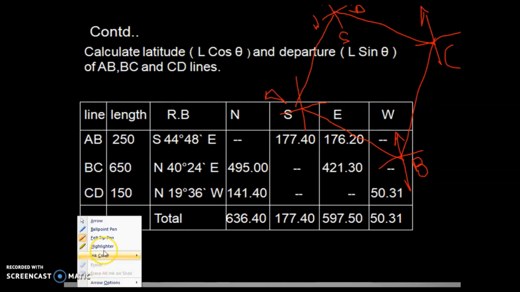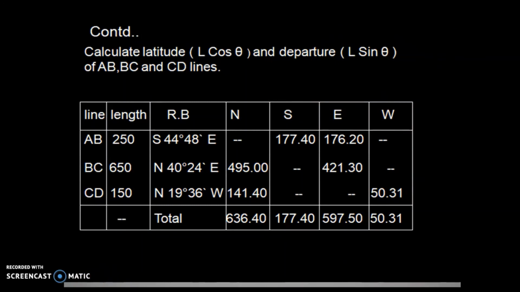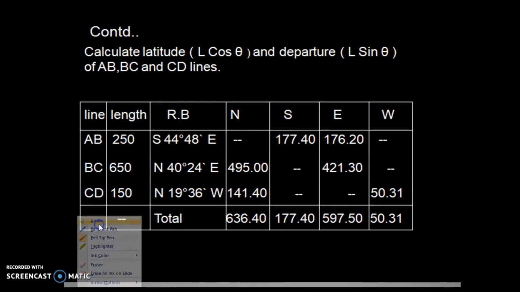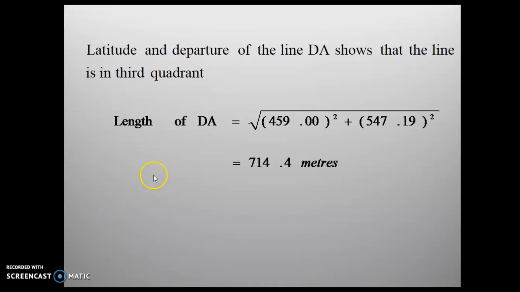First we will clear all these things, because every time without clearing, if I go to the next slide, it is getting closed. Okay, now the length of DA is the square root of the sum of latitude and departure squared. So you are getting how much? Length of DA.